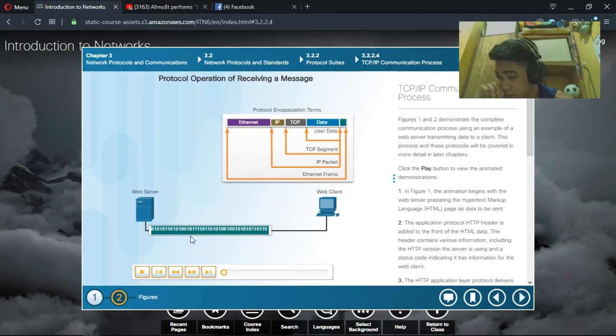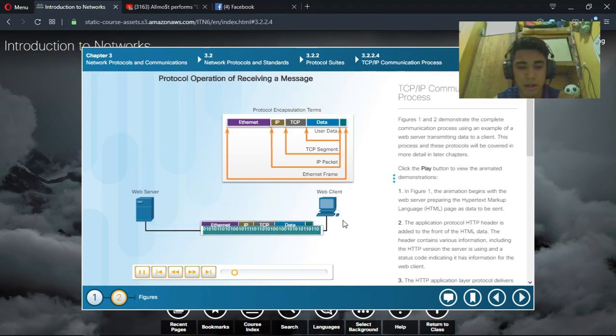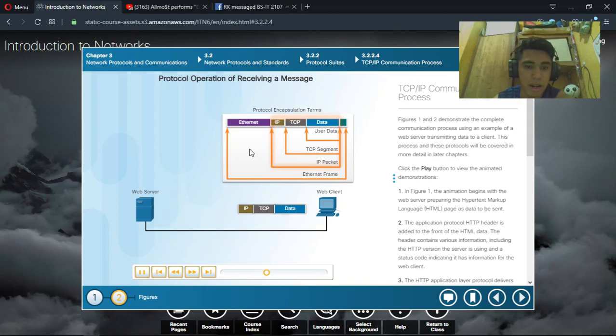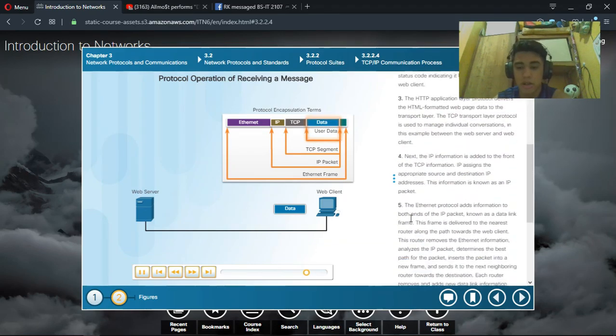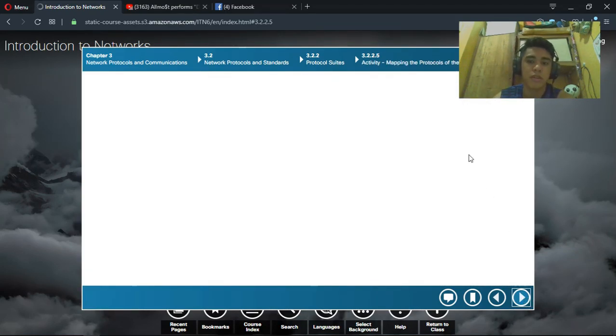On receiving the message, the bits will be decapsulated one by one. What I mean by one by one is the Ethernet frame will become a packet, the packet will become a segment, and the segment will become data that will display on the monitor of the computer.